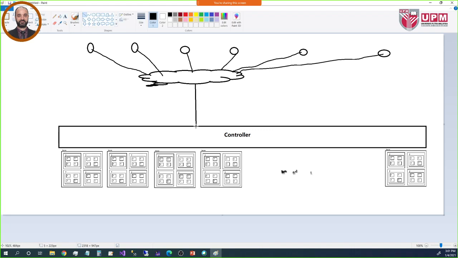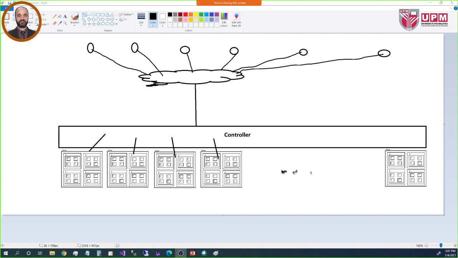So all of them are going to communicate through the same controller, and that controller will distribute the tasks. So maybe user X is going to be served by server 1, maybe user Y is going to be served by server 2 or whatever. And actually, this is not the true scenario.